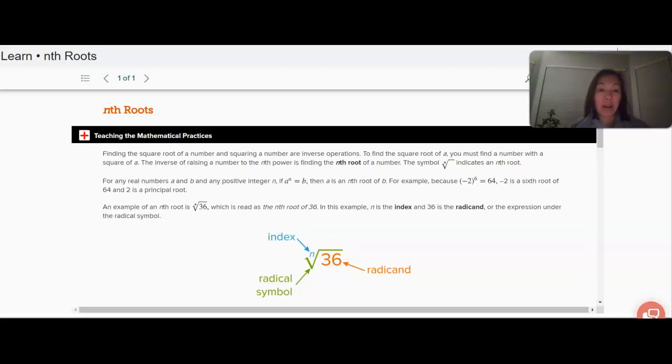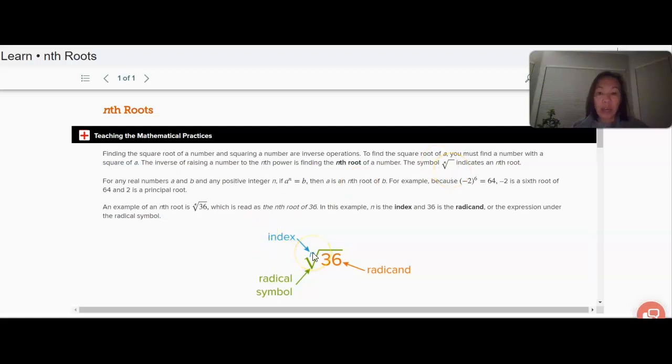Today we are going to talk about nth roots. You can see here nth roots and rational exponents. First, you guys are pretty familiar with square roots and even cube roots, but we can have fourth roots, fifth roots, sixth roots. We can have any number of roots and could be any power.